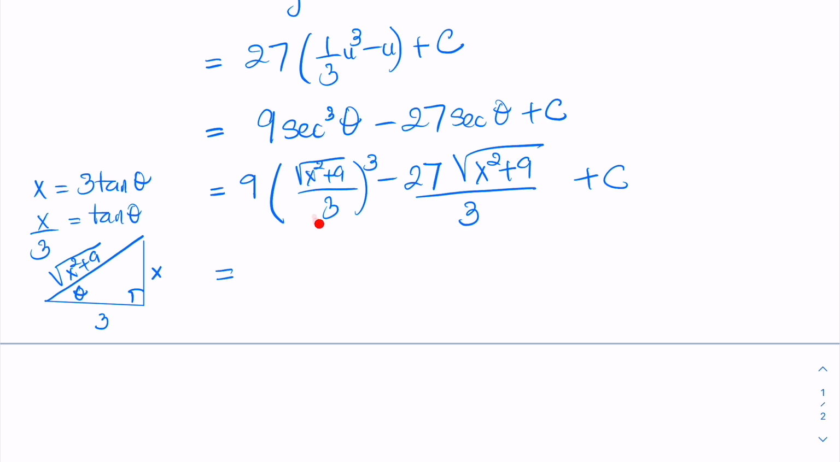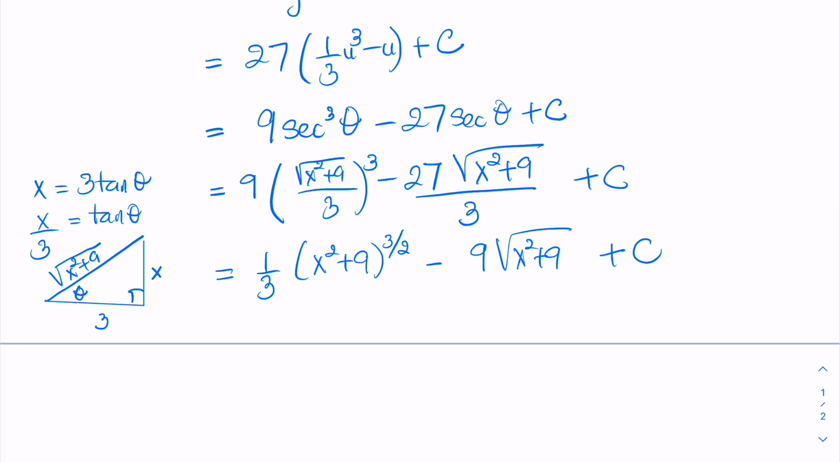So right here we have 3 cubed, so that's 27 with that 9. 9 over 27, we reduce it, turns into 1/3. And I have x squared plus 9 to the 3 over 2. Minus 27 divided by 3 is 9, times the square root of x squared plus 9, plus c. And that's the final answer.